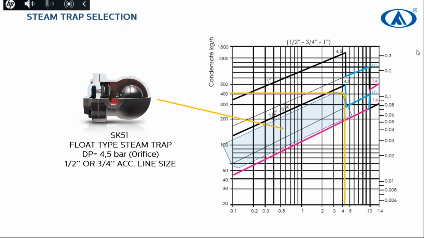The type name is SK50B. The dimension is 2 inch. You can check the chart. It's up to 30 or 40 tons per hour.